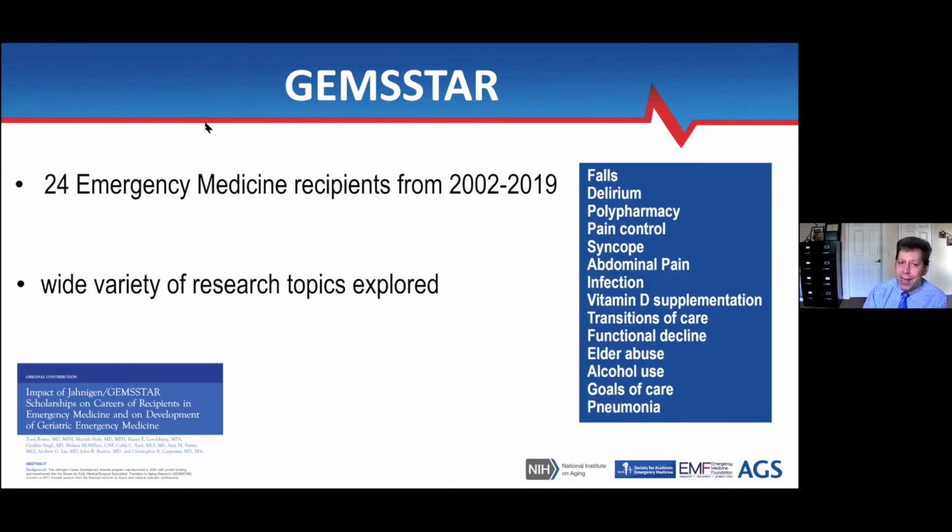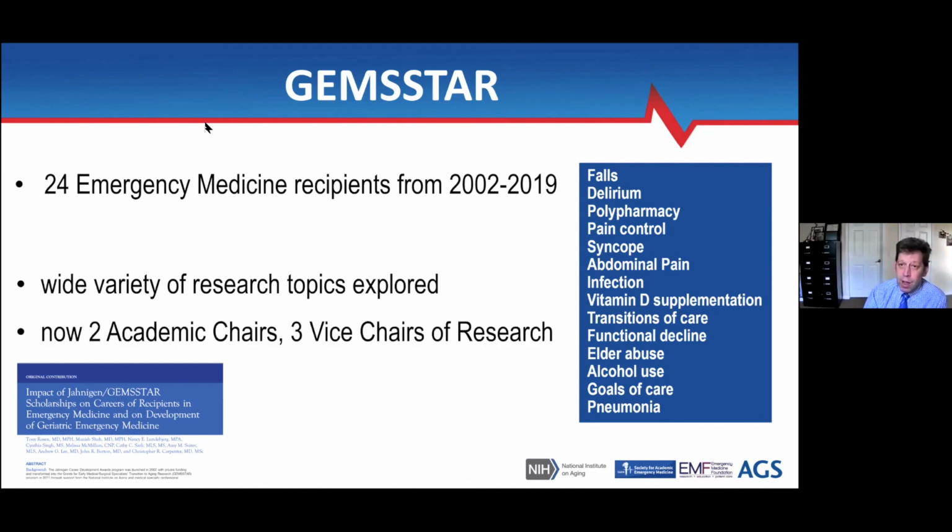A wide variety of research topics explored. As you can see, I've given a list here, a very limited list, but you can see the broad spectrum of things that people have used to apply for as their science and gotten funded as GEMSTARs. We actually, in the bottom right, you can see colleagues and I worked together on a paper to describe the impact of this specific funding mechanism on recipients and on the development of our subspecialty. Now, not everybody has stayed in geriatric emergency medicine, but of these 24, 2 are now academic chairs and 3 are vice chairs of research.